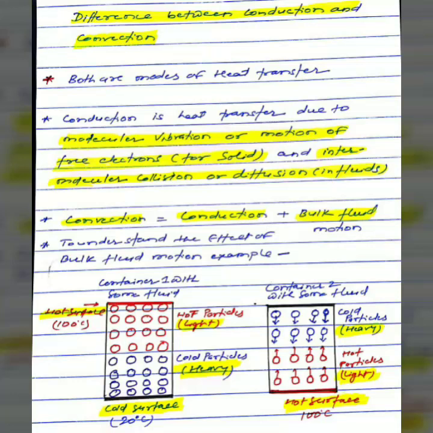As far as convection is concerned, it is the combination of conduction and bulk fluid motion. Here, it must be remembered that microscopic fluid motion takes place every time. But here, the focus is on bulk fluid motion, which is visible by the naked eye, and that's why it is called macroscopic fluid motion. To understand the effect of this macroscopic bulk fluid motion, consider the following example.